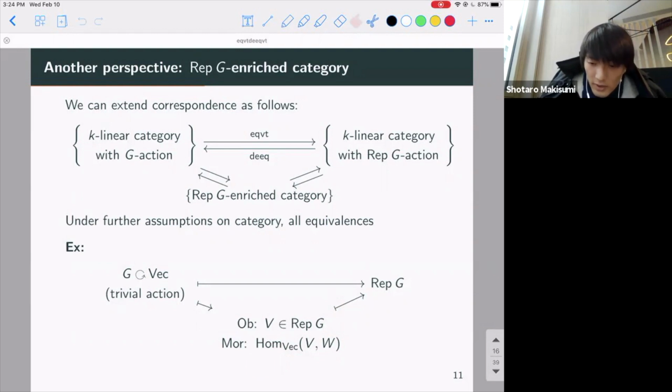And then of course, this itself has a natural structure of a G representation. And you can recover the intertwiners, the morphisms in here, by saying, well, it's the G invariance of this Helm space.